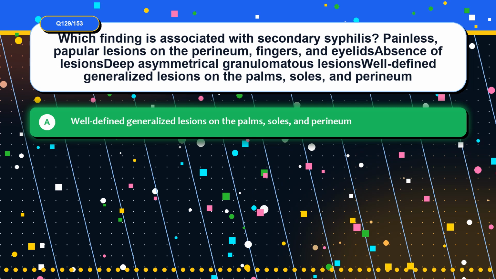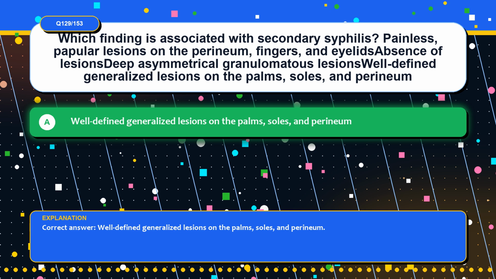The correct answer is option A. Well-defined generalized lesions on the palms, soles, and perineum.